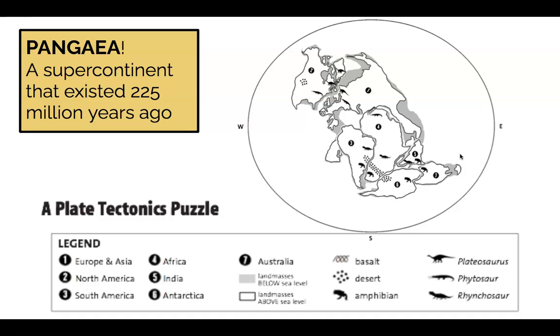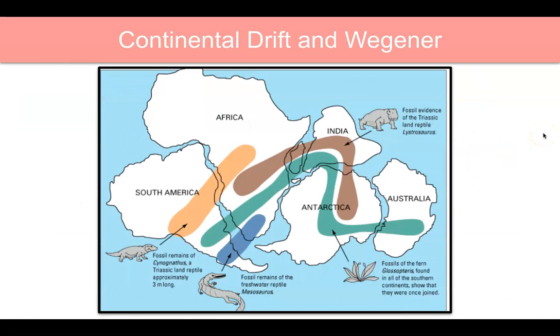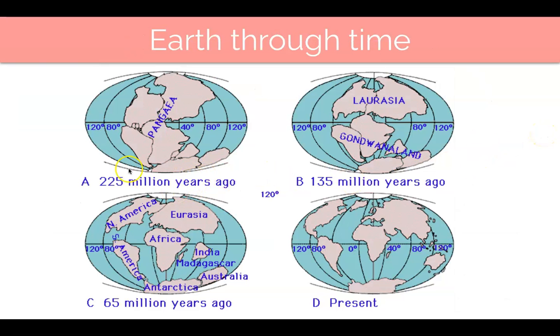Okay, so how have those continents moved over time? About 225 million years ago, there was a supercontinent called Pangaea, and the continents were drifting apart. About 100 million years later, we get 2 different continents: Laurasia, this is North America and Asia, and Gondwanaland. This is South America, Africa, Antarctica, India, and Australia.